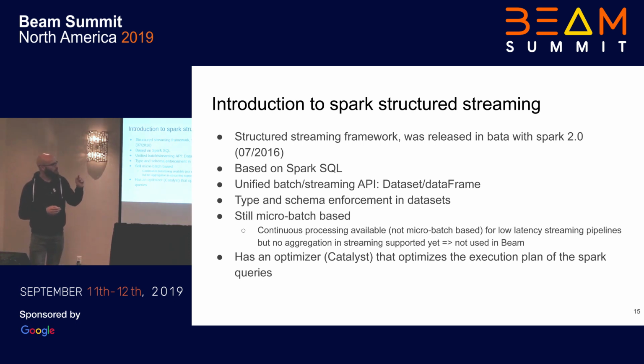They provide something called the continuous processing mode, which is there for low-latency streaming pipelines, but unfortunately it does not support any aggregation, so we cannot use it for Beam. So we will still be micro-batched in our case. And one important thing also is that it has an optimizer called Catalyst, which is basically like a SQL optimizer. It optimizes the execution plan of the Spark queries.